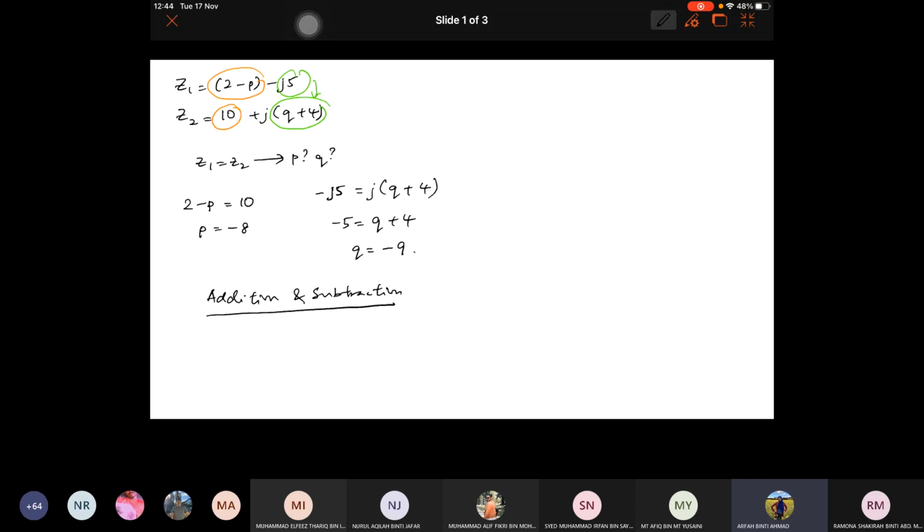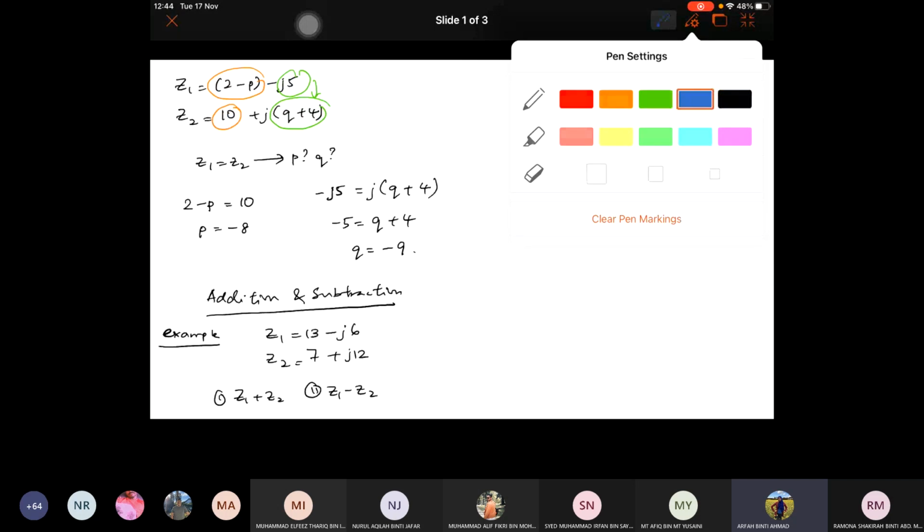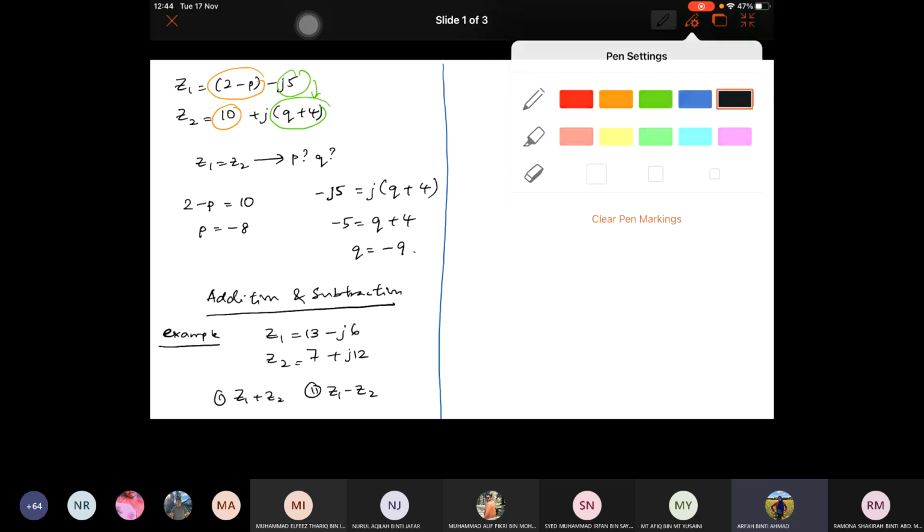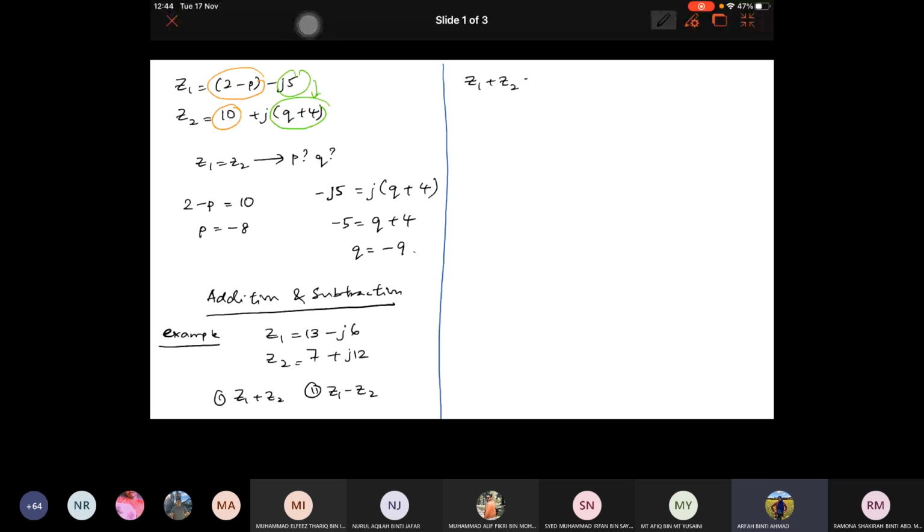So contohnya, katakan awak ada example. Kalau refer slide tu, the next one awak ada example. Z1 sama dengan 13 tolak J6. Dan Z2 sama dengan 7 tambah J12. So find Z1 plus Z2, first one, and the second one find Z1 minus Z2. Cuba dapatkan dua ni. First one, Z1 plus Z2. So sama dengan berapa? Yang real part plus the real part, the imaginary part plus the imaginary part.